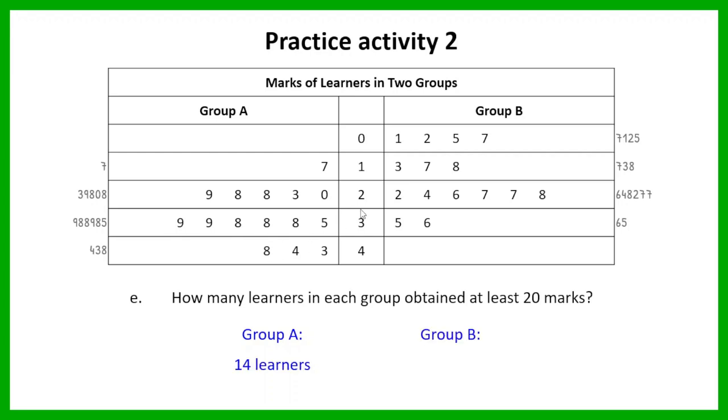Then in group B, I'm also starting at the 20s over here. 1, 2, 3, 4, 5, 6, 7, 8 learners in group B. Okay, so that's how many learners in each group got at least 20 marks.